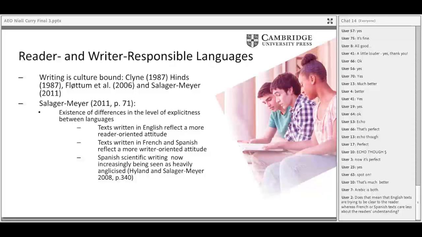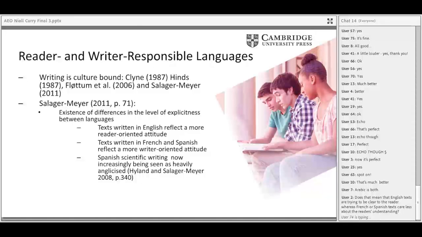When we think about texts written in English, traditionally what we see in the literature is that they reflect a more reader-oriented attitude. And so this would be where we see things like signposting and lots of discourse markers identifying what's happening next, what happened before, and letting the reader know. And it's partly to do with the writer wanting to tell the reader what's happening, but also that the reader tends to expect that kind of guidance.